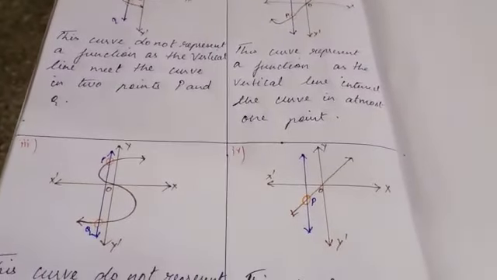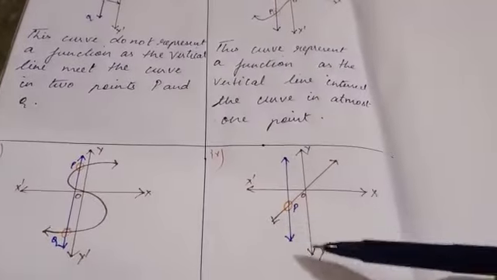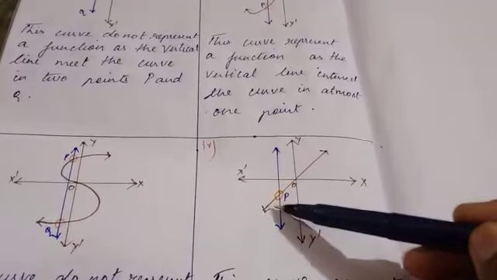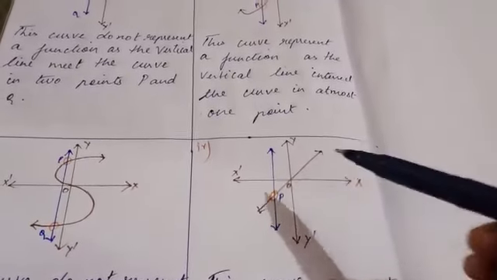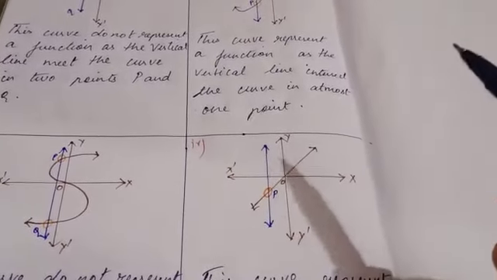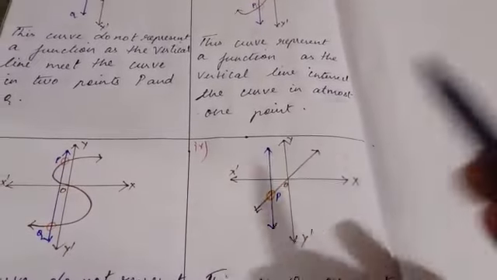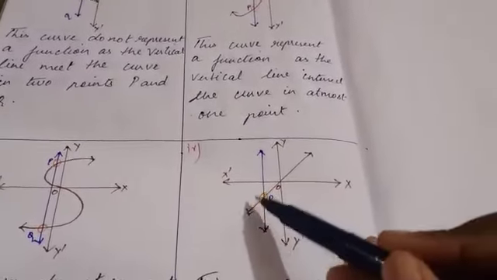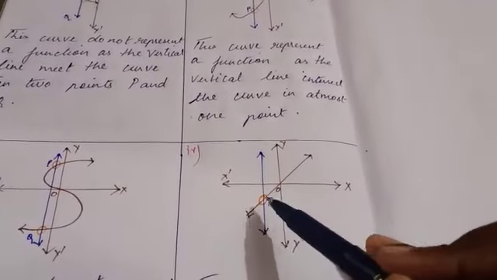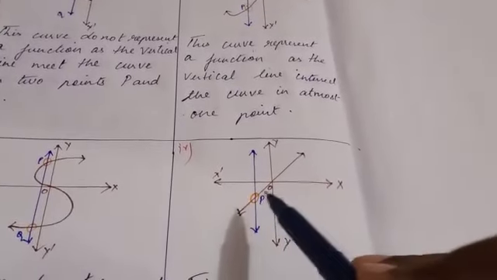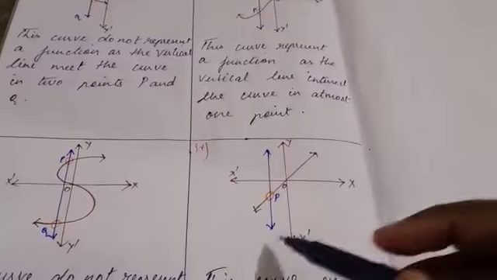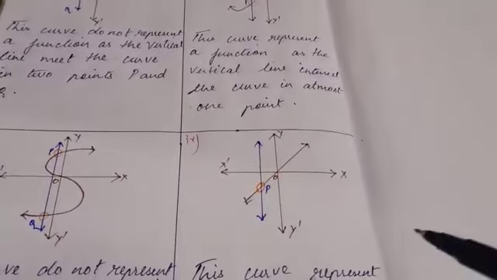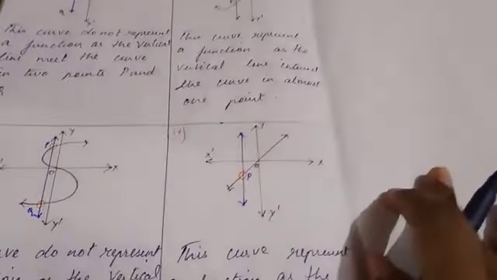Okay students, only if the vertical line meets the curve in at most 1 point is it a function. If it intersects in more than 1 point, then it is not a function. If it intersects at most 1 point, meaning it intersects in only 1 point, then this curve is called a function.